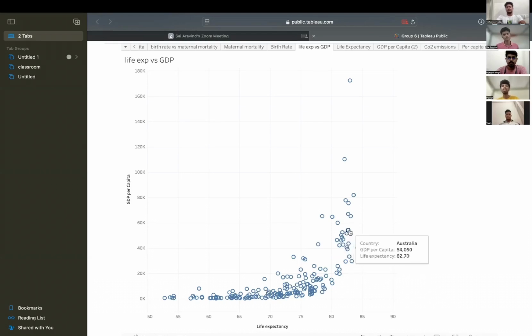So, in conclusion, this graph underscores the importance of economic development in enhancing life expectancy, especially in lower income countries. However, it also highlights that beyond a certain level, additional economic growth alone is not sufficient to achieve substantial gains in life expectancy. Thank you.